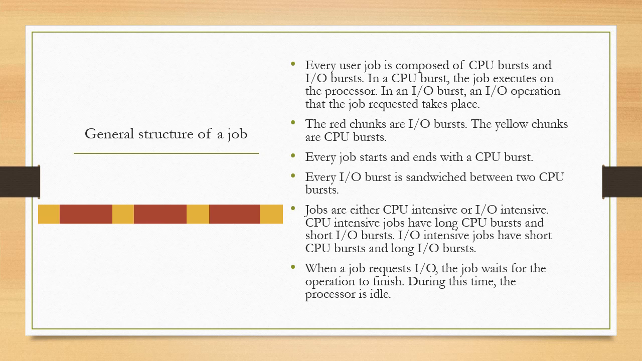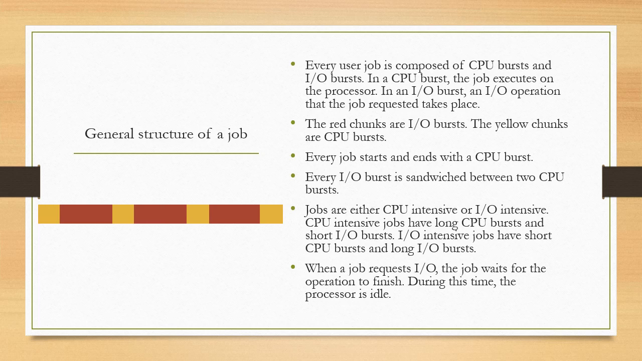Let us take some time to talk about the general structure of a job. Every user job is composed of CPU bursts and I/O bursts. In a CPU burst, the job executes on the processor. In an I/O burst, an I/O operation that the job requested takes place. The red chunks are I/O bursts. The yellow chunks are CPU bursts. Every job starts and ends with a CPU burst.